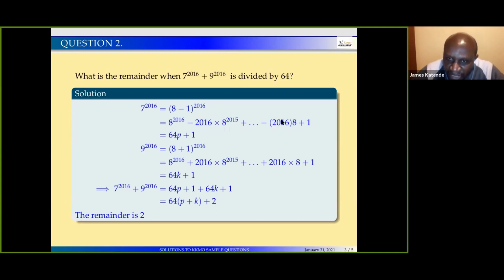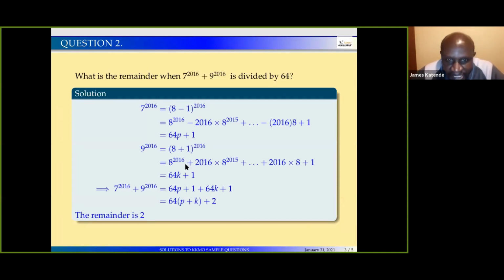So this is the one we have to worry about. 2016 times 8. Does it contain a 64? And yes, it does, because 8 is a factor of 2016. So the only number that has no 64 as a factor is 1. That means this first section of this expression can be written as a multiple of 64 plus 1, because every term in here contains 64 as a factor. So that can be written as 64p plus 1, where p is some integer.